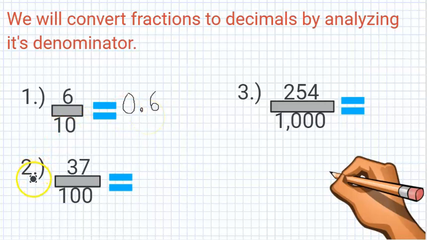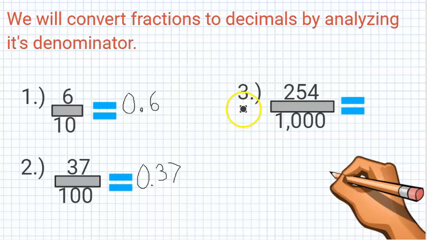Now let's take a look at problem number 2. We've got 37 hundredths. If you can visually see this, our 7 finishes in the last hundredths place. So we have a 0 for our ones, we've got our 3 in the tenths place, and then we've got the 7 in the hundredths. That's where our number finishes. So we've got 0 decimal point 37 hundredths.